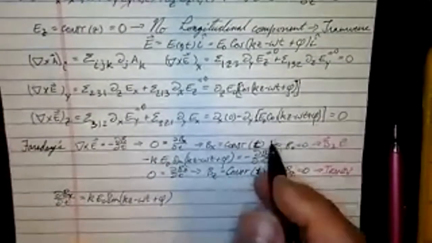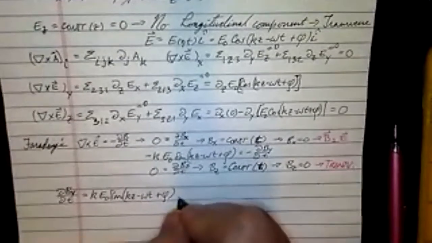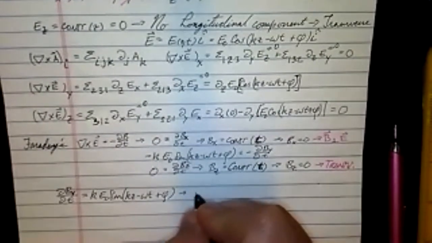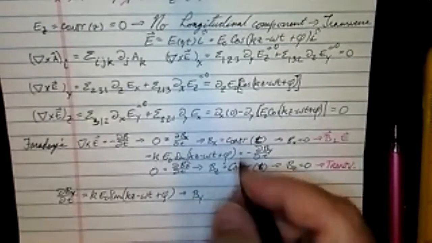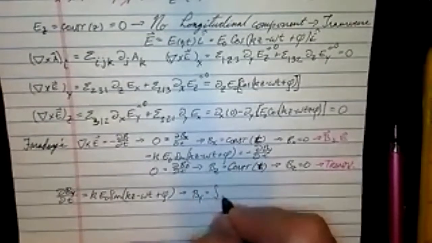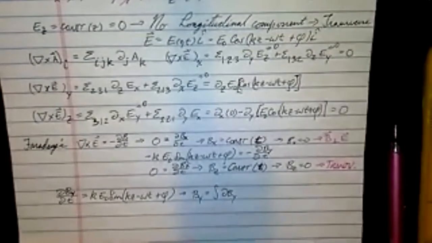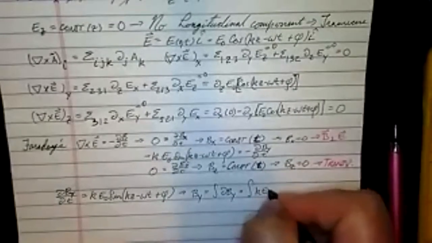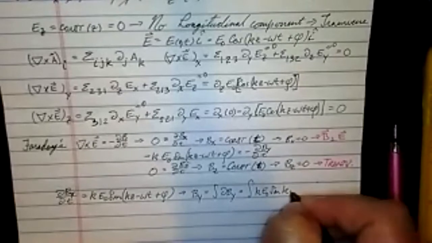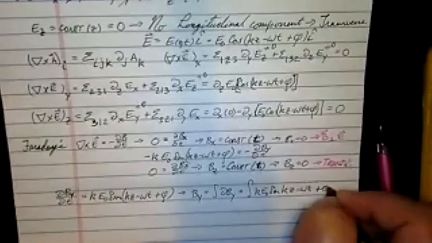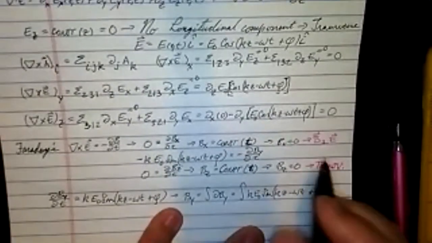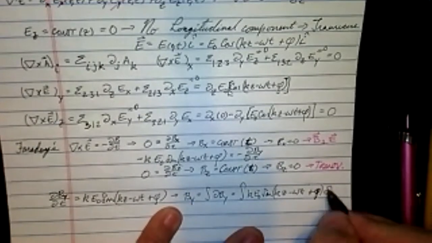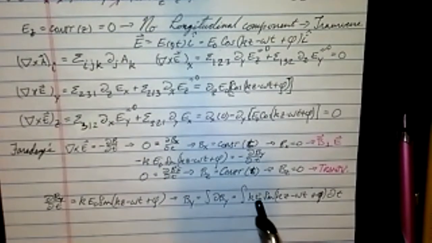Now, I'm going to treat it like a separable differential equation. So I'm going to say By is equal to the integral of partial By, which is also equal to the integral of k E0 sine of kz minus omega t plus phi, again the phase constant phi. This time, the partial forces this derivative to be partial with respect to t. That's a pretty straightforward thing to integrate.